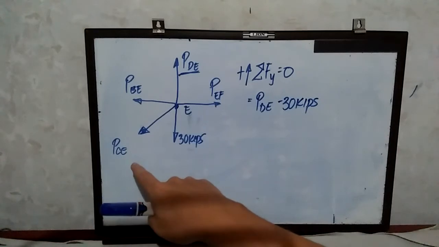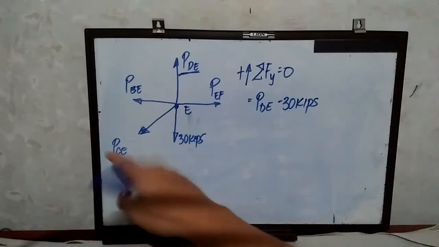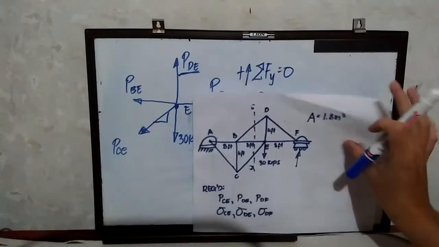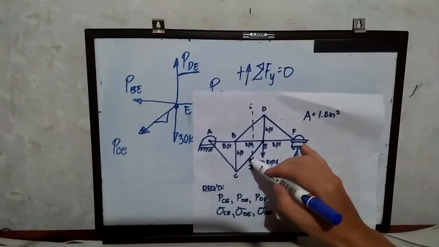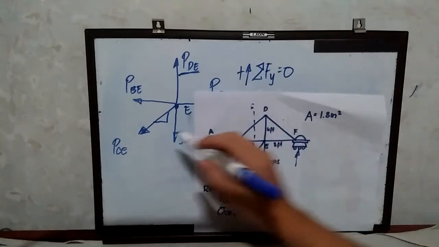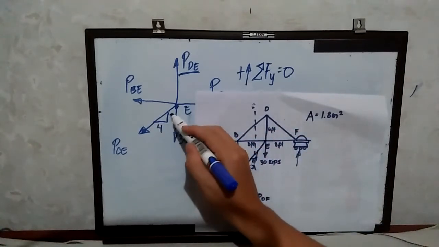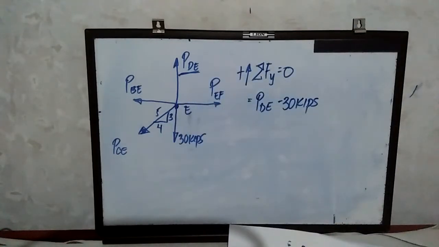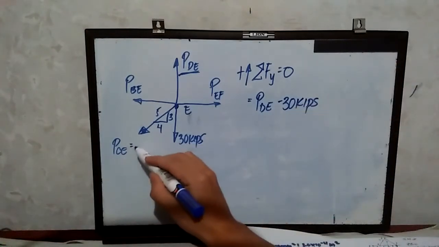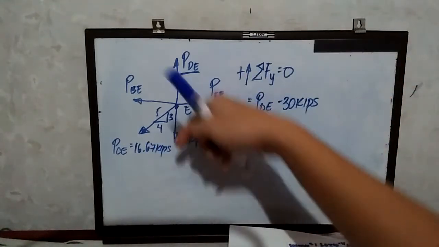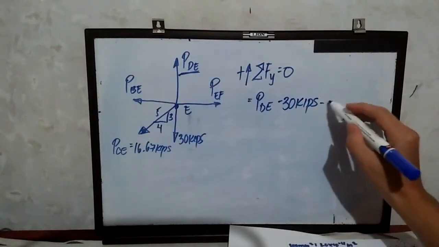Then we have here P sub CE. We already know what is the equivalent force for P sub CE, and don't forget, it has a slope. Okay, and according here in our free body diagram, along the x-axis for member CE is 4. So this should be 4, and then for the y is 3, and the hypotenuse is 5. And the equivalent value for P sub CE upon solving is 16.67 kips. Right, so it's going downward, so it should be negative.